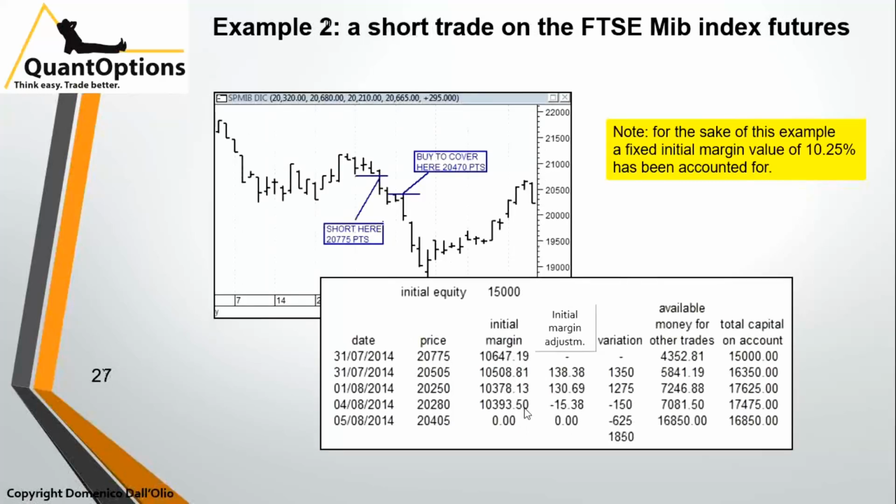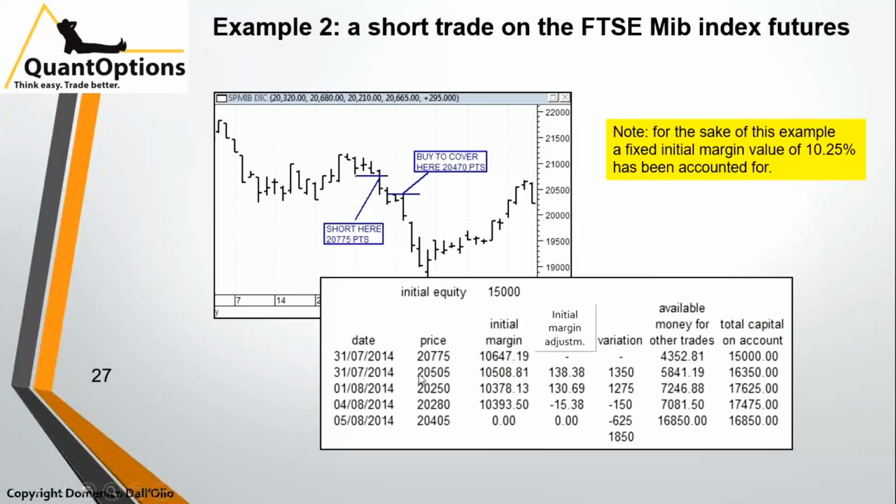What happens with the short trade on the FTSE MIB index futures? Short here at the breakdown of this minimum for 20,775 on July the 31st, 2014. We sell for 20,775. The initial margin is 20,775 times 5 euros each times 10.25%. That is 10,647.19. No initial margin adjustment, no variation margin at the moment of short selling.